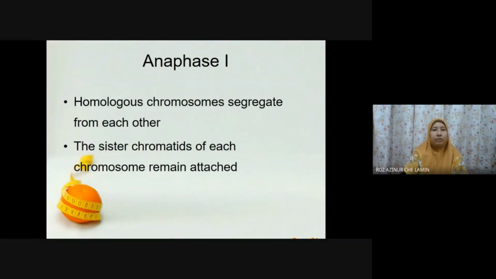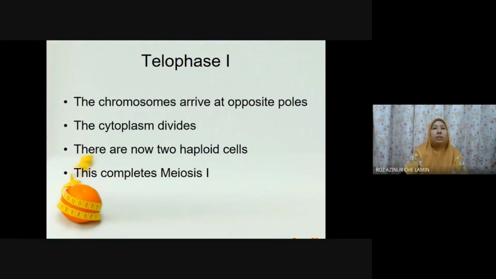During anaphase 1, the homologous chromosomes segregate from each other. The sister chromatids of each chromosome remain attached. For telophase 1, the chromosomes arrive at the opposite poles and the cytoplasm divides. There are two haploid cells now, and this is where meiosis 1 is completed.